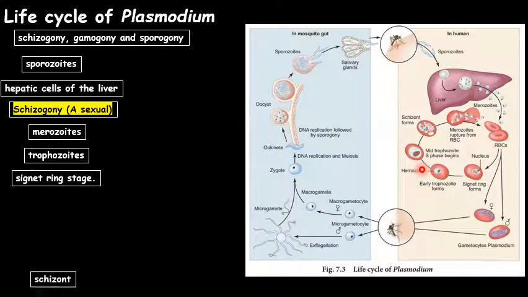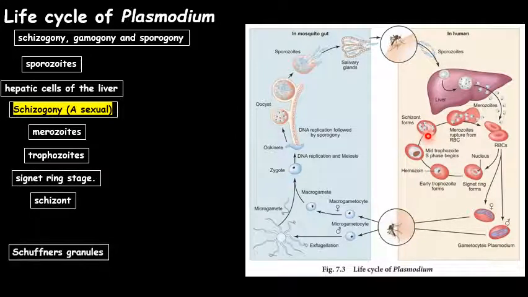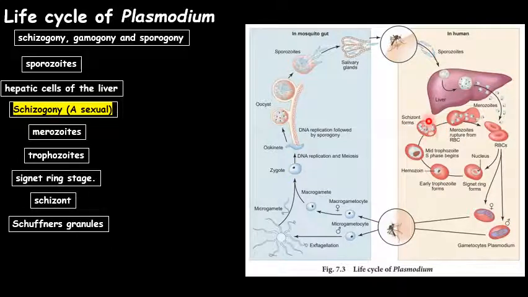So what happens here again? It divides and produces many merozoites that look like Schüffner's granules, which are usually yellowish or brown in color. It looks like a granule when you observe it. That is why we call them Schüffner's granules.